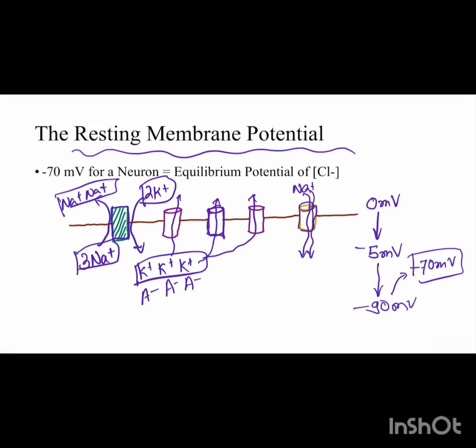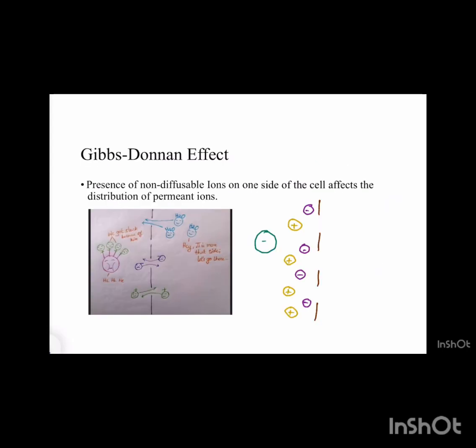Now we should note that this is equal to the equilibrium potential of chloride. What does that mean? We will see soon. Now let us discuss the concept of Gibbs-Donan equilibrium. It says the presence of non-diffusible ions on one side of the cell affects the distribution of diffusible ions.